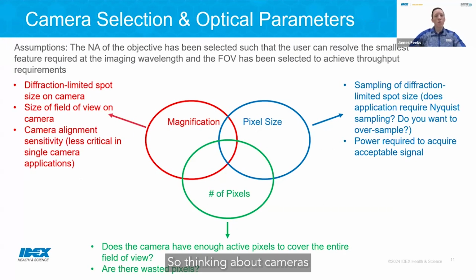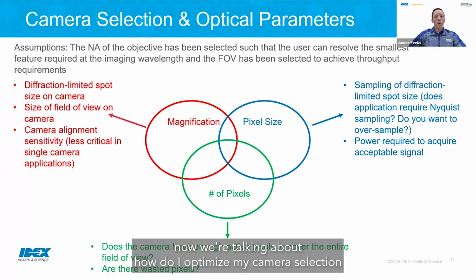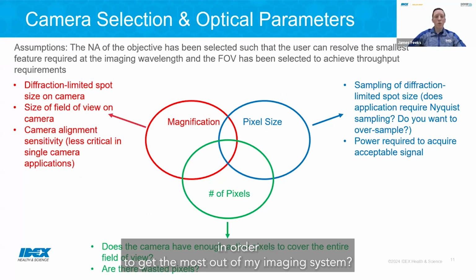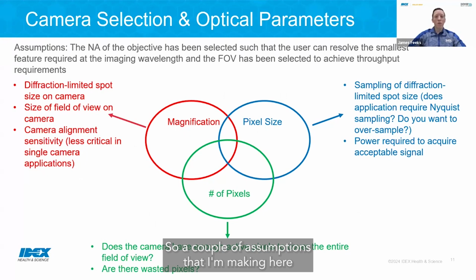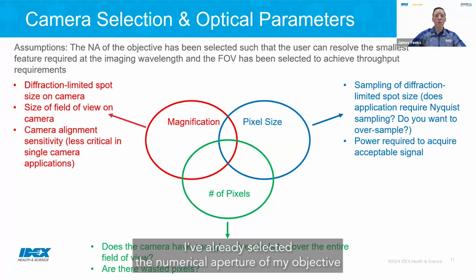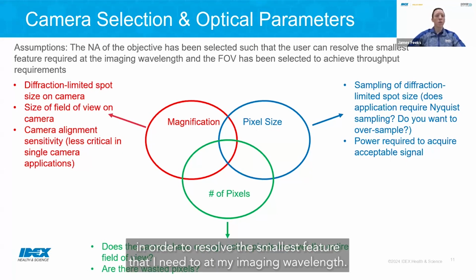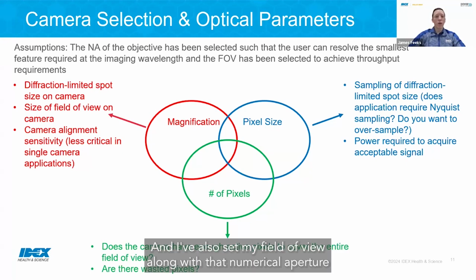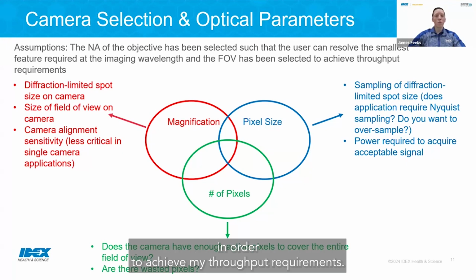So thinking about cameras now, we're talking about, how do I optimize my camera selection in order to get the most out of my imaging system? So a couple of assumptions that I'm making here when thinking about camera selection. Based on that previous slide, I've already selected the numerical aperture of my objective in order to resolve the smallest feature that I need to at my imaging wavelength. And I've also set my field of view along with that numerical aperture in order to achieve my throughput requirements.